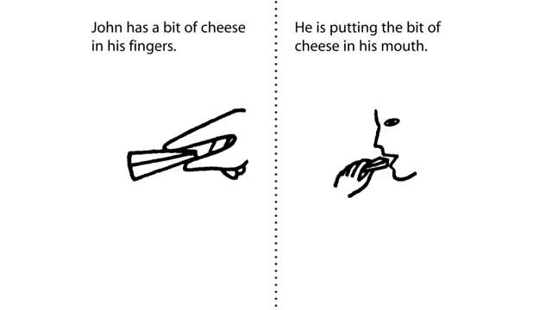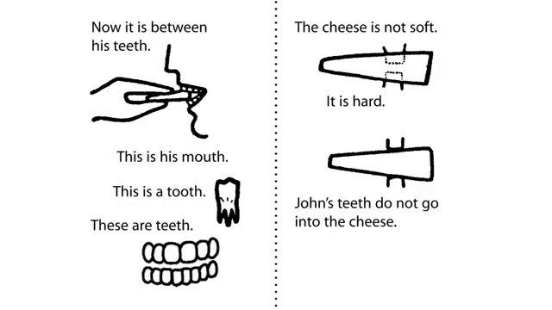John has a bit of cheese in his fingers. He is putting the bit of cheese in his mouth. Now it is between his teeth. This is his mouth. This is a tooth. These are teeth. The cheese is not soft. It is hard. John's teeth do not go into the cheese.